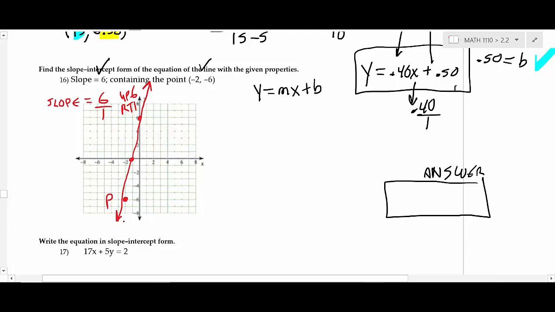So I know the answer just by graphing. Has anybody got an answer yet? What do you got? Y equals 6x plus 6. 6x plus 6, good. Yeah, that's what you should get, okay?